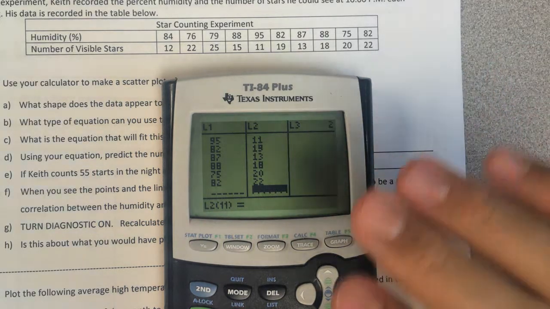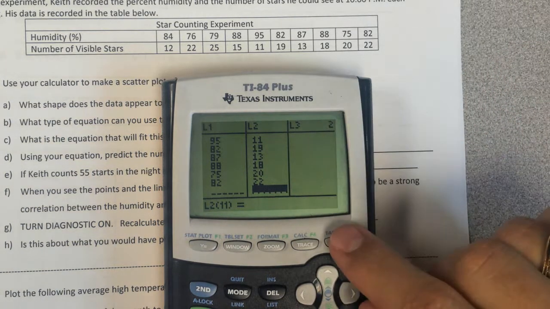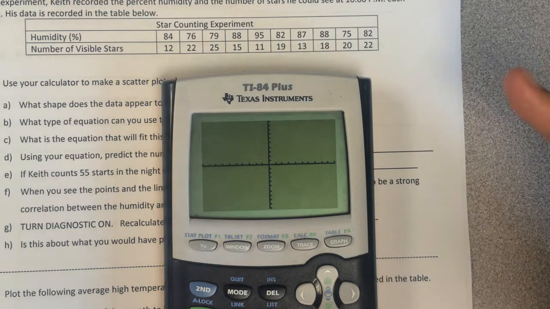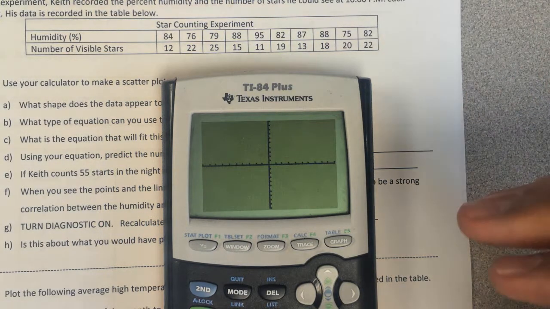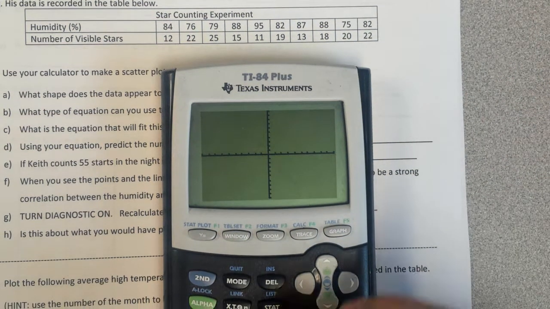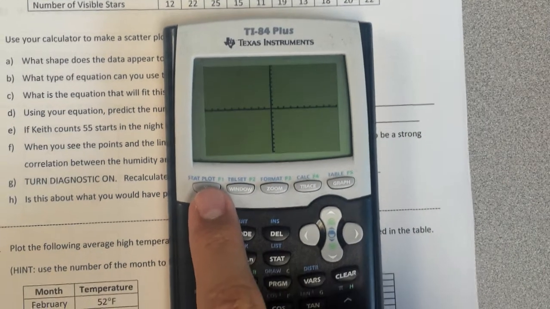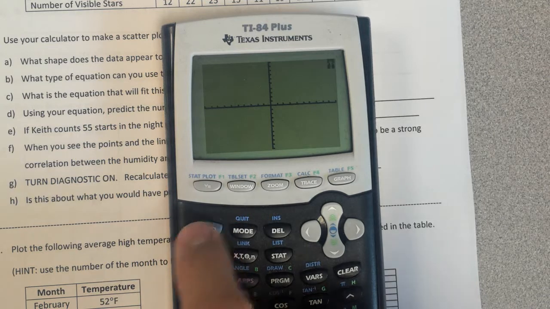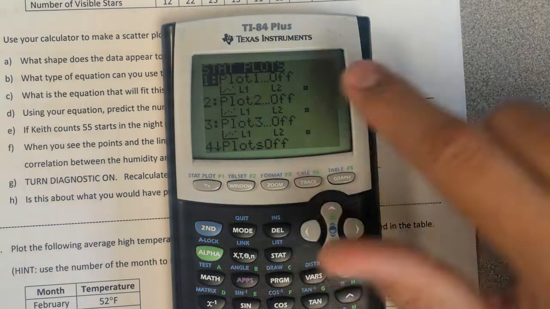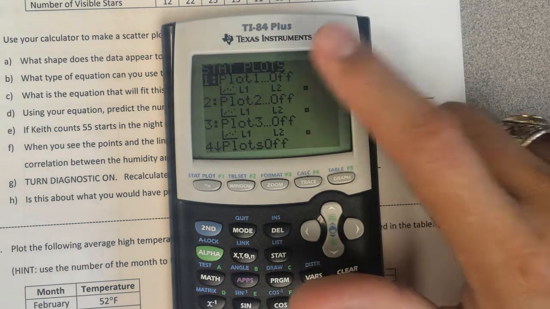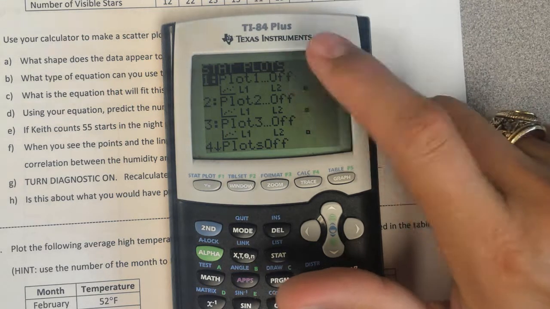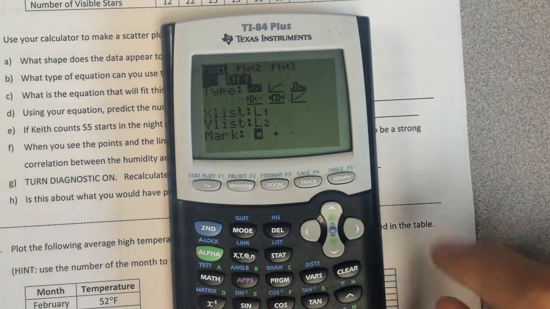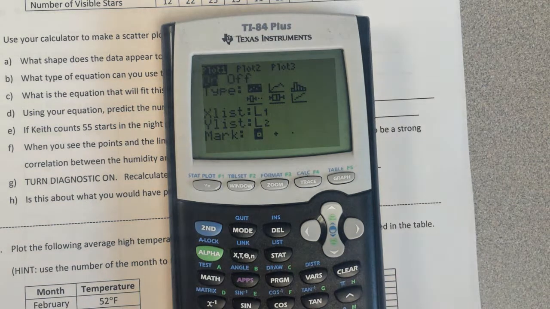Alright, what I want to do with this first is plot it on the graph. If you go look at the graph right now, of course nothing's there. We have to turn the scatter plot on. So we're going to do a stat plot. Where it says stat plot in blue above y equals, we're going to touch the blue button and then that button. Plot 1, L1 and L2, it is off. So we're going to press enter, and we're going to turn that on. That's all you got to do.